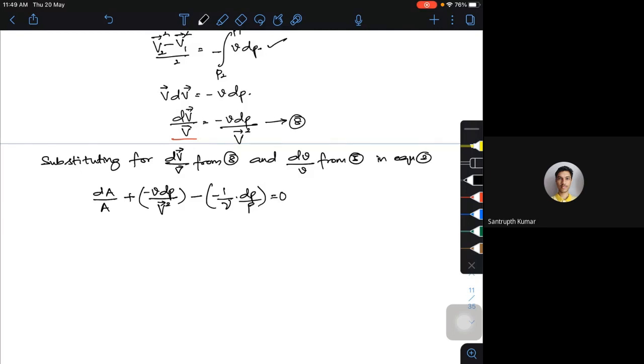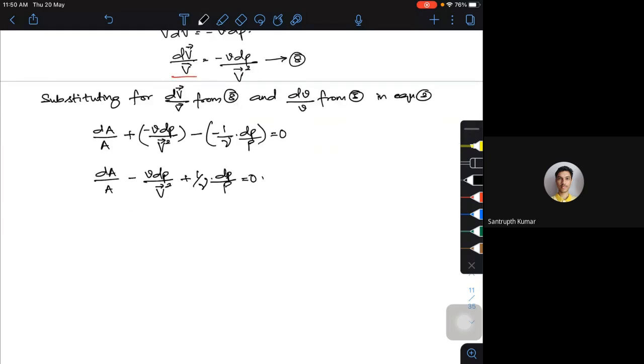So if I try to simplify this, this will be dA by A minus VdP by V square plus 1 by gamma into dP by P is equal to 0. Or if I take only dA by A, and take the rest all to the right hand side, this will be dA by A is equal to plus VdP by V square minus 1 by gamma into dP by P.